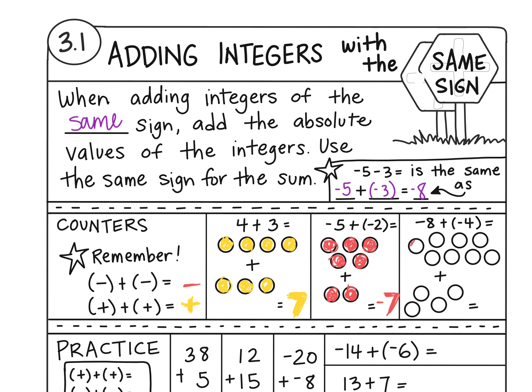The next one, I have negative 8, and then I have negative 4 that I'm going to add to my negative 8. All together, how many negative counters do I have? I have negative 12. Don't forget your negative symbol. If they are negatives, it stays a negative.